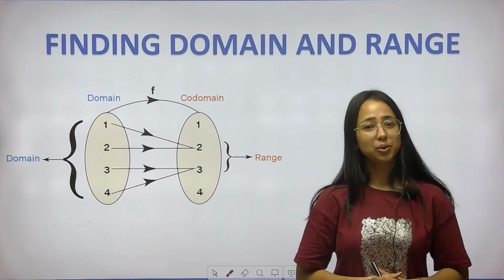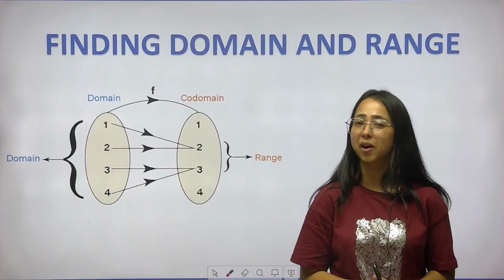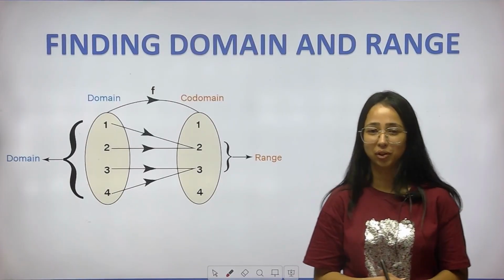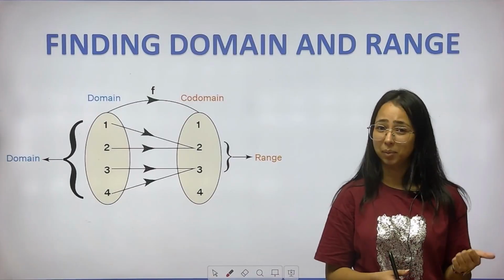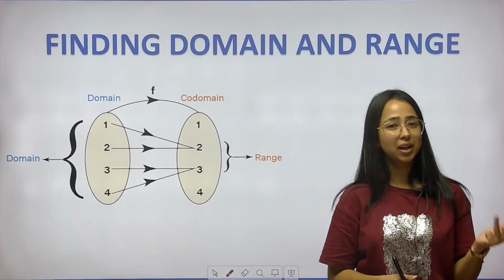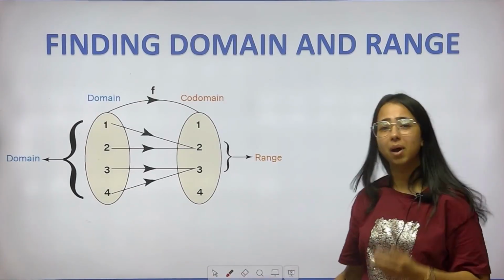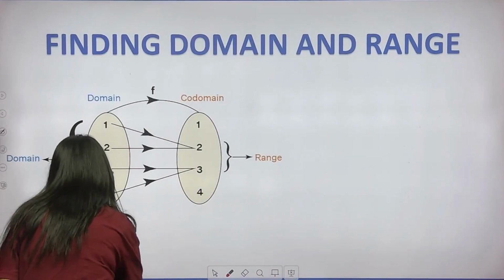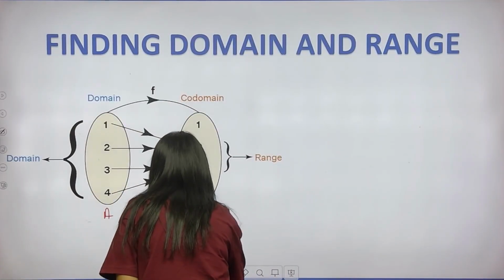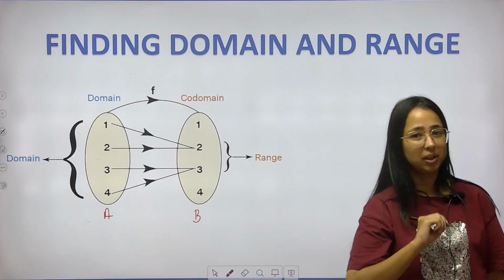Hello everyone, today we will be studying how we find the domain and range of a particular function. But before that, we'll first study the concepts of image, domain, range and codomain. Here is a mapping diagram given to you all. This first set will be set A and the other set we'll name B.